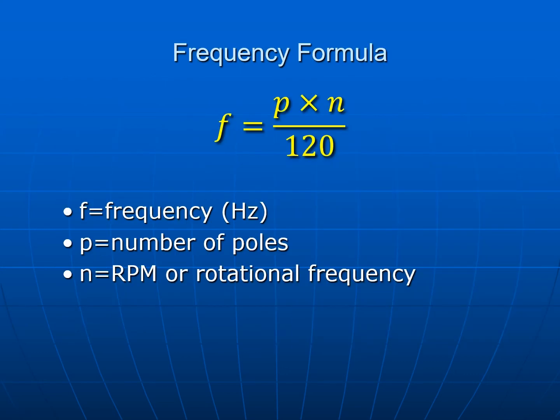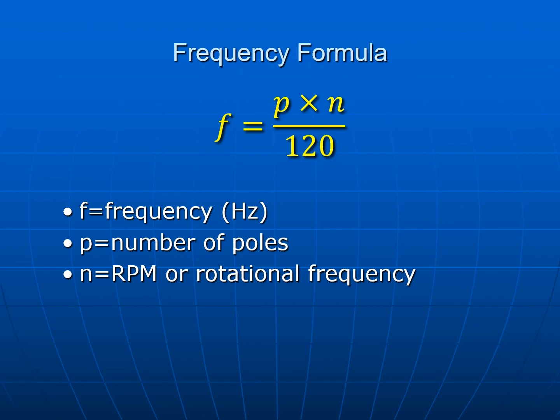Here is our formula for frequency. If we take the number of poles inside a generator, multiply it by its mechanical rotational speed, and then divide that by the constant number of 120, we should come up with the frequency that our system is going to operate at. For example, if I had an 8-pole generator rotating at 1200 RPM, I would have a frequency of 8 times 1200 divided by 120, which would be 80 hertz.